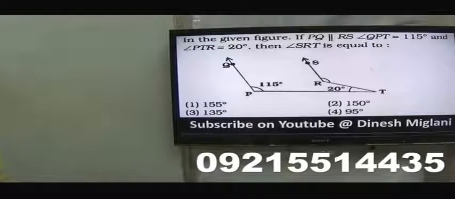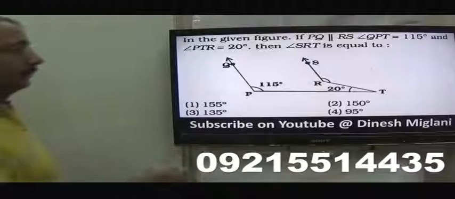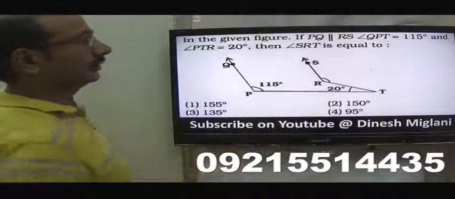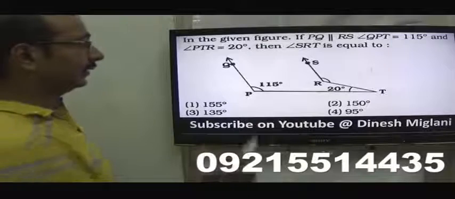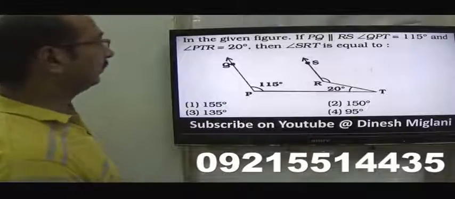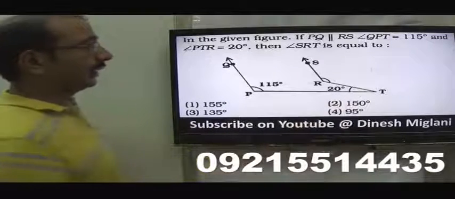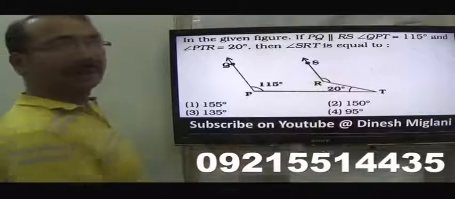It is given that PQ is parallel to RS, right? Angle QPT is equal to 115. This angle is 115, right? And angle PTR is 20. This angle is 20. I have to find angle SRT. That angle we have to find out.